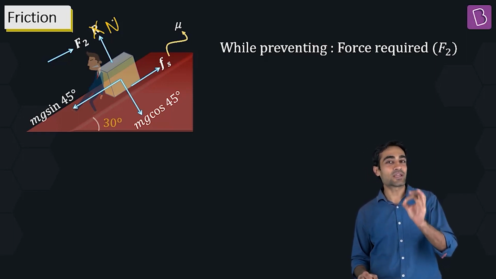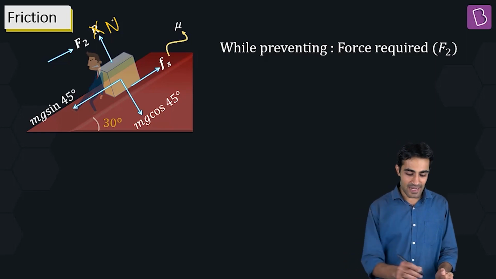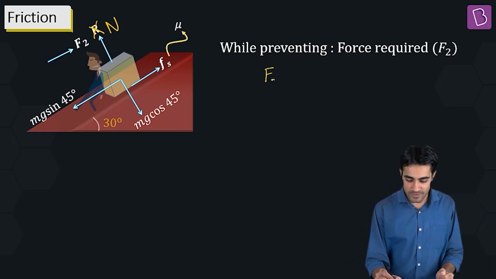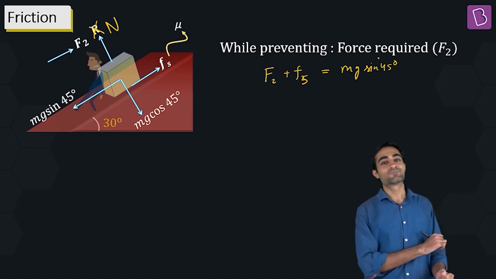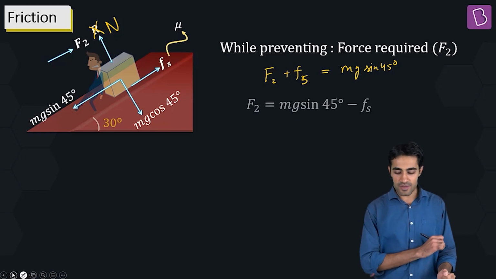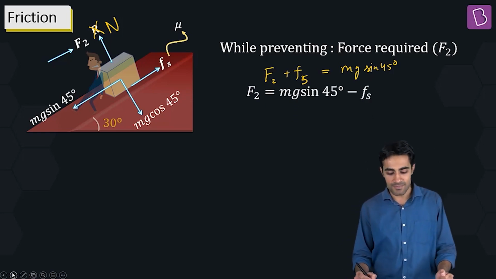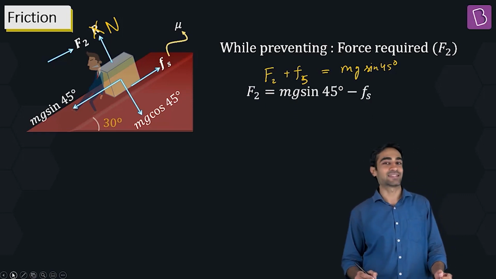And let us see what equation we are getting. We are getting F2 in the upward direction and friction force also Fs in the upward direction. And this is equal to mg sine of 45 degree. And we can just rewrite the equation like this. F2 is equals to mg sine 45 degree minus Fs.